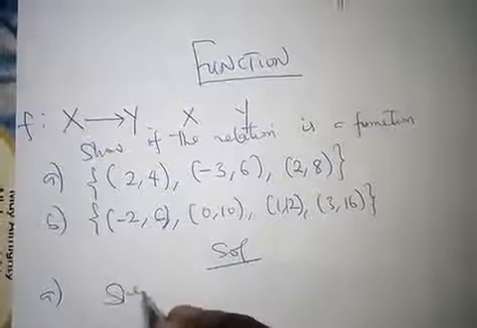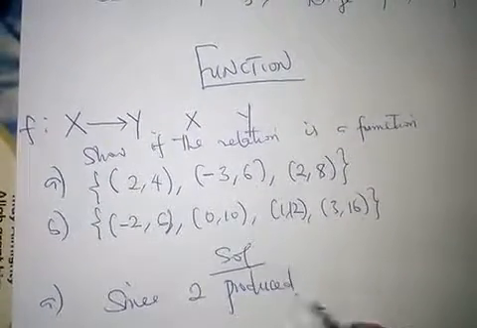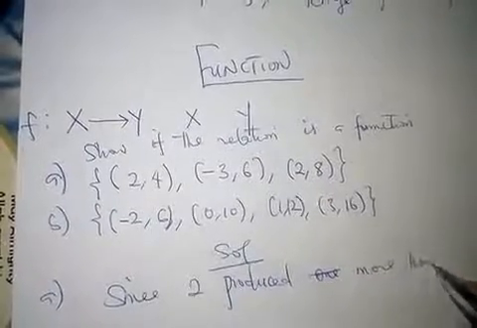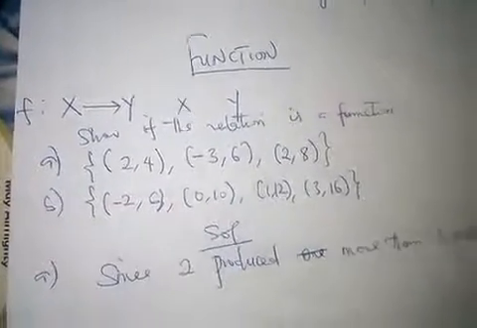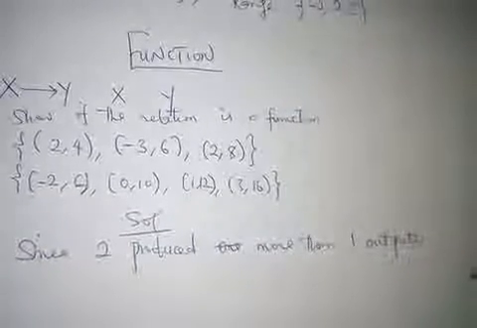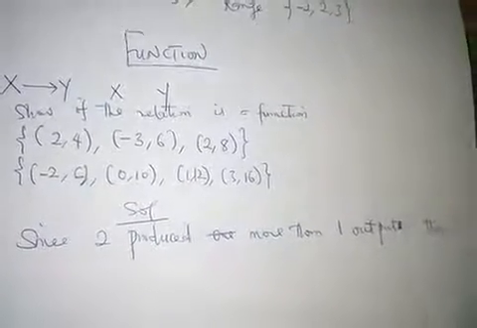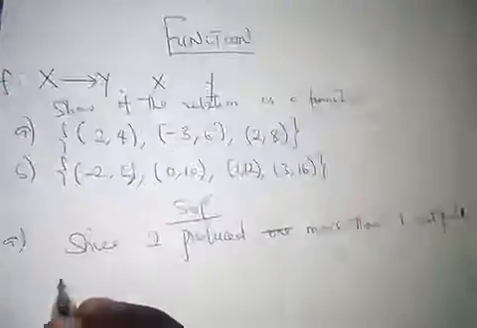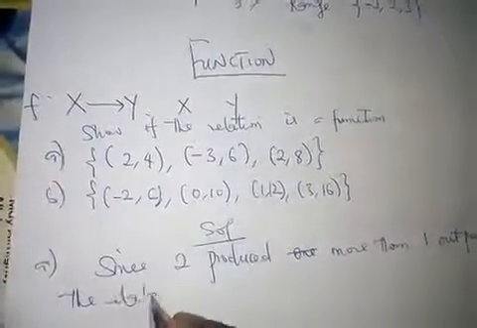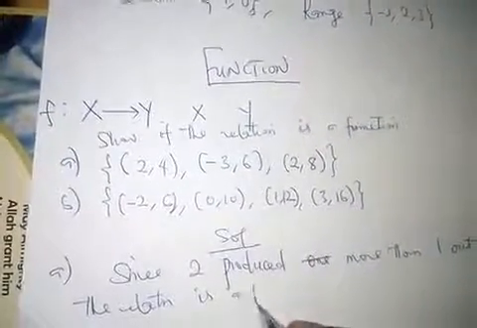So since 2 produced more than one output, then this relation is not a function.